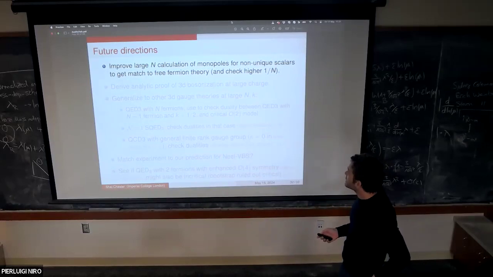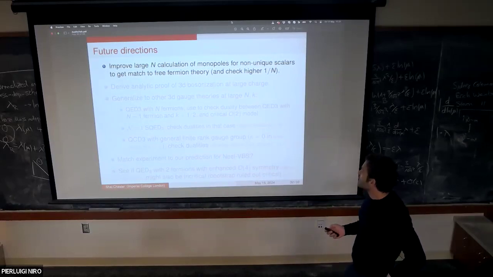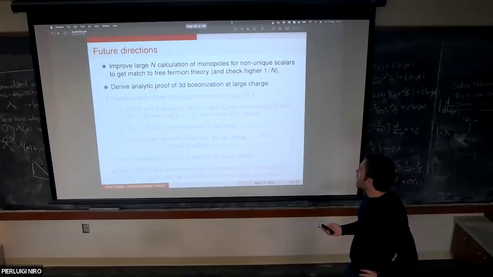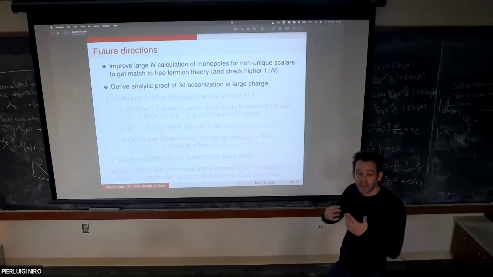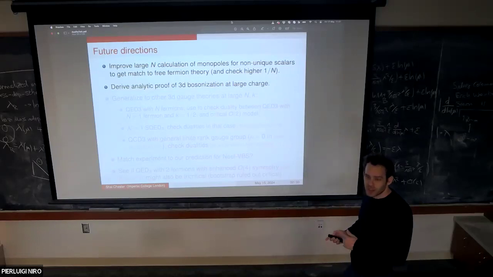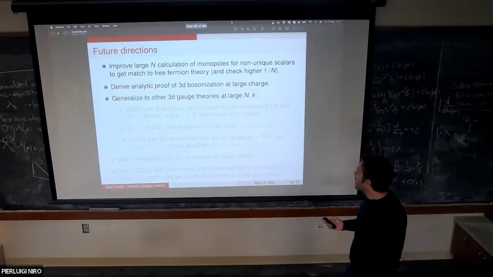Future directions: first of all, it would be nice to improve the large N calculation of monopoles for the non-unique scalars, because there could be some subtleties. Maybe you have to look at a different saddle, for instance. Similarly, it'd be nice to have an analytic proof of 3D bosonization in the large charge expansion. This seems suggested by our results, but it'd be nice to show that analytically. I think that would be remarkable if you could prove it.